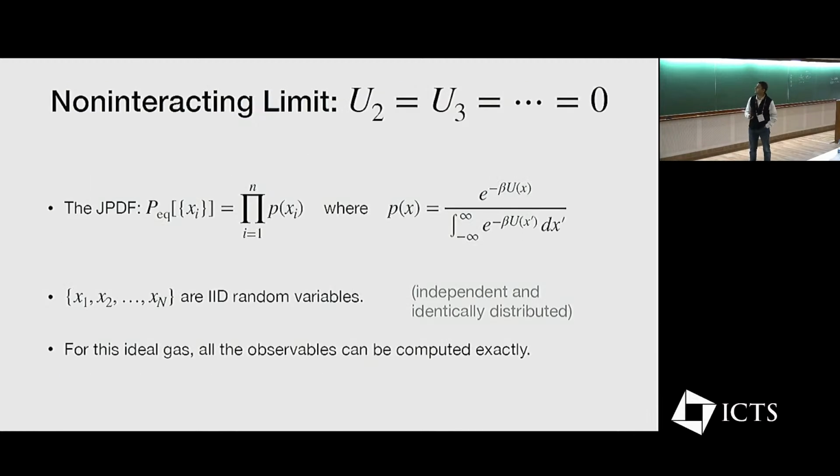Okay. So these are some of the observables of interest, but you can consider any other observables. If the system is non-interacting, where two-body or any higher-body interactions are not present, then this joint distribution is of course very trivial. It has a product measure where it factorizes into single particle distributions, where the single particle distribution is basically the single particle Boltzmann distribution. So in this case, these variables are IID random variables. And for this ideal gas, all the observables which I have mentioned above can be calculated very easily. These are very simple questions.